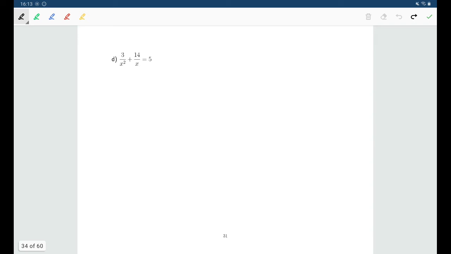All right, one last one for us to do here. For this one, I have something that's not a quadratic equation yet. In fact, it could be turned into a quadratic equation with a little bit of algebra. I could, if I wanted to, multiply everybody on both sides of the equation by x squared, giving me 3 plus 14x equals 5x squared.